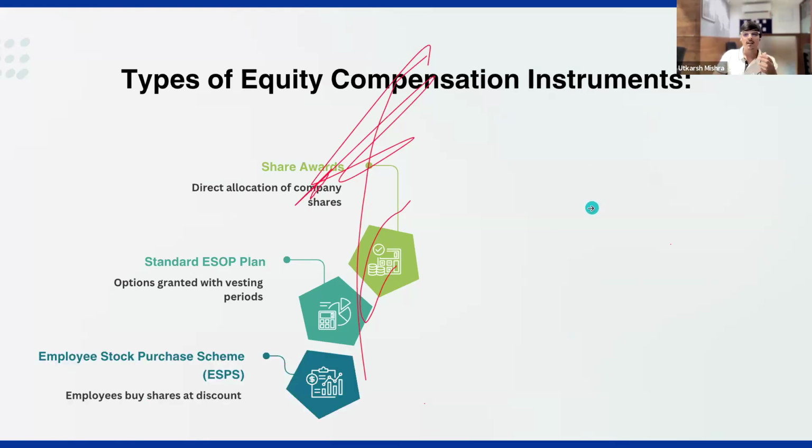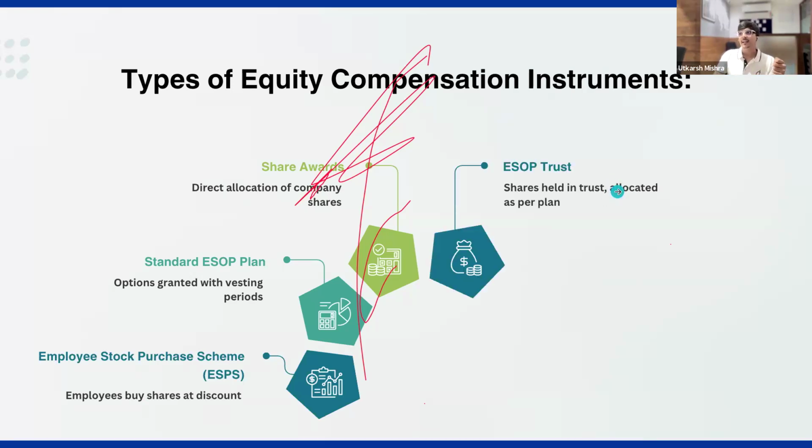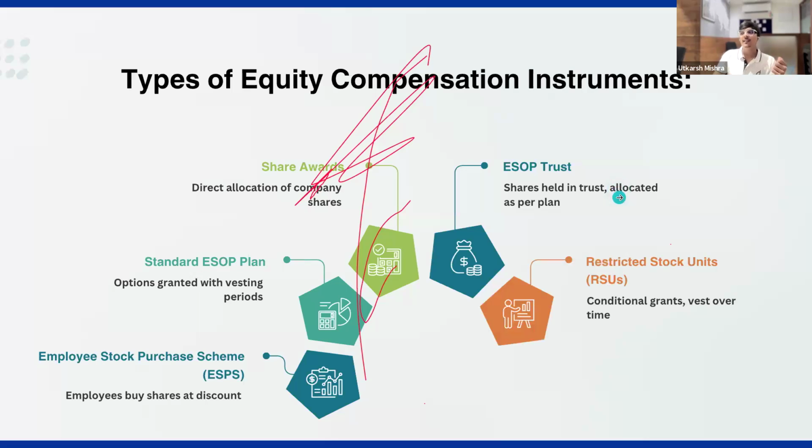And then there are employee stock purchase schemes, ESPS, where you give the employees an option to buy the shares at a discounted price. Then there are ESOP trusts as well. Then there are restricted stock units, so you give them a milestone that if the employee hits the XYZ milestone, then you give a certain amount of equity. So that is also an option with you.